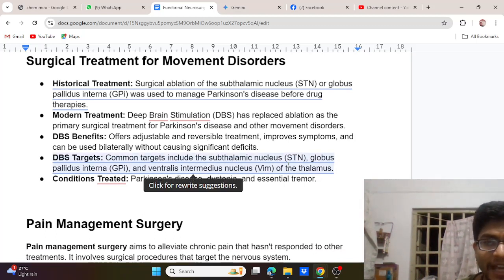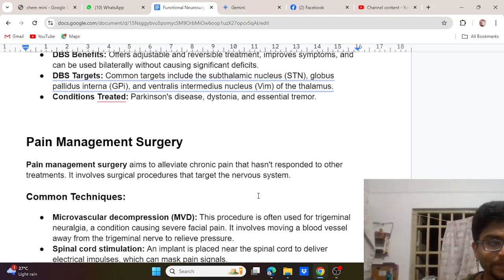Common targets are the subthalamic nuclei, globus pallidus interna, and ventralis intermedius nucleus of the thalamus, and it is useful for treatment of Parkinson's disease, dystonia, and essential tremor.